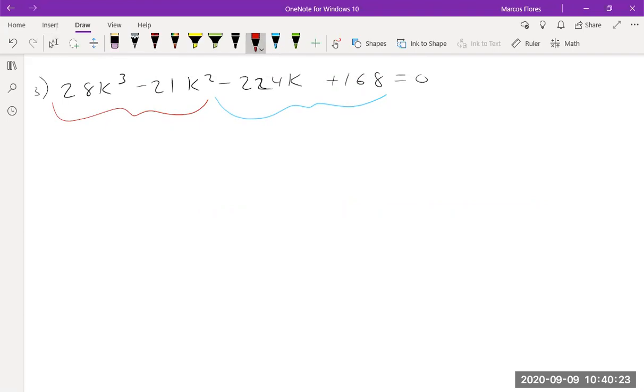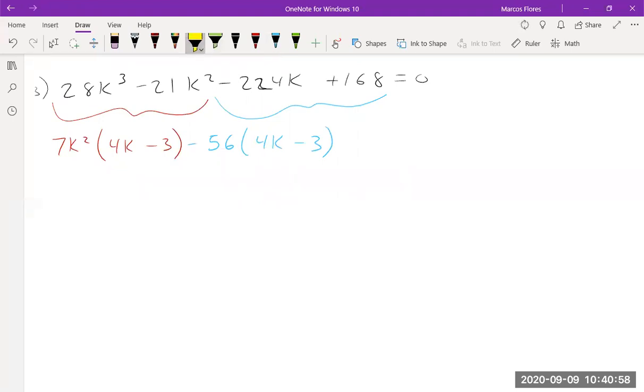All right, this one here in red. My GCF of 28k cubed minus 21k squared. What is it? Seven. 7 what? Keep going. K squared. Perfect. That leaves me with 4k minus 3. Now the next numbers are bigger, so I'll help you out. It's going to be negative 56. 4k minus 3.